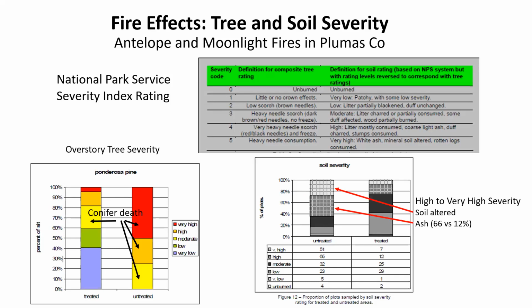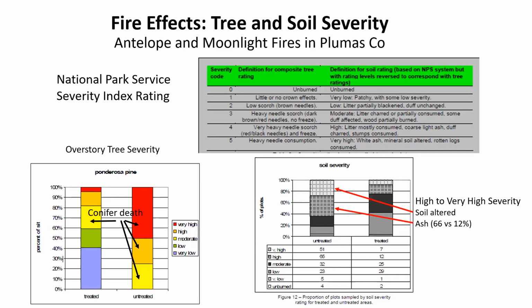for tree ratings, and it goes from 0 unburned, 1 little or no crown effects, 2 low scorch, just brown needles, 3 heavy needle scorch, so it's dark brown, red needles, no freeze, 4 heavy needle scorch, so red and black needles, and that's actually where the needles freeze in a certain direction, and then 5 heavy needle consumption, meaning none are left. So that graph on the left, this is an example of some results we found on the Antelope Fire and the Moonlight Fire near there.